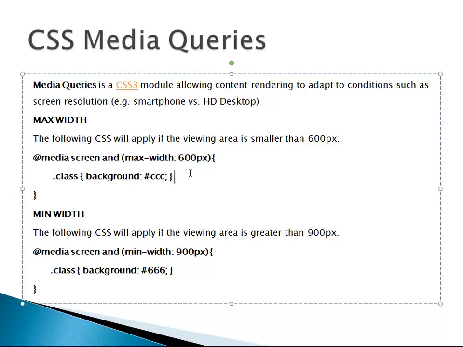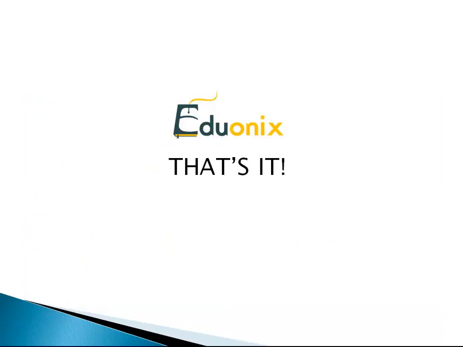You can imagine how helpful this would be. We have the min-width as well. So here we have min-width 900 pixels. So this class with the background of dark gray would be applied only if the screen is 900 pixels or more. Okay, so that's it.